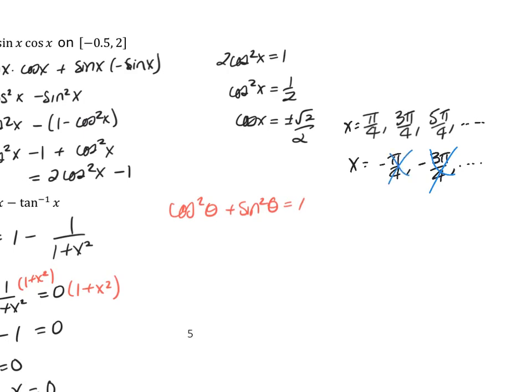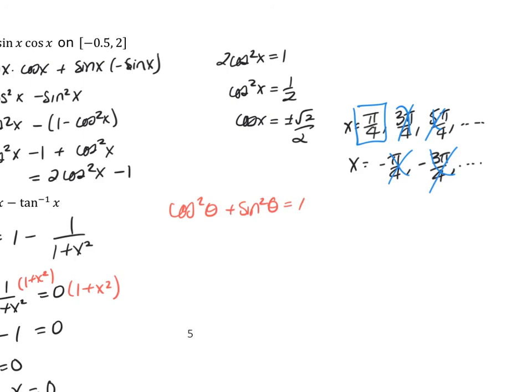Is pi over 4 in that interval from negative 0.5 to 2? Yeah. What about 3 pi over 4? Is that in that interval? I don't know. You get your calculator out. You do 3 times pi, divide by 4. Is that larger or smaller than 2? Larger. So my only answer is pi over 4. So that is my critical point, which is pi over 4. How is that? So it's nothing new. We're not doing anything new.